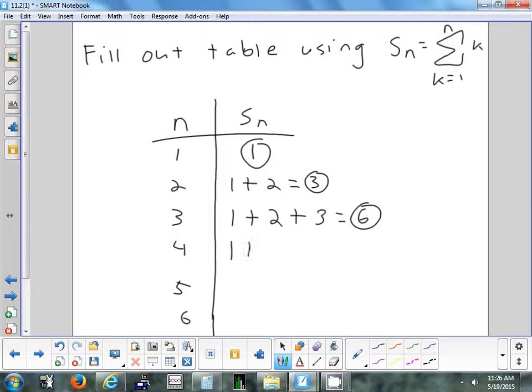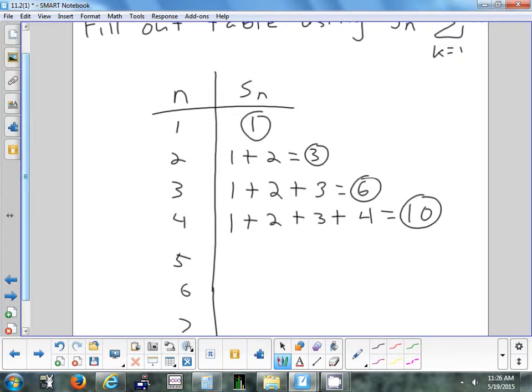Okay, Andy, now I want to find my fourth partial sum. What's my fourth term in the sequence k? 4. 4. So I'm going to add that onto everything else. So I had 6 plus 4 is 10. Okay, without going through it, does anybody see or think they know what the next term is going to be?